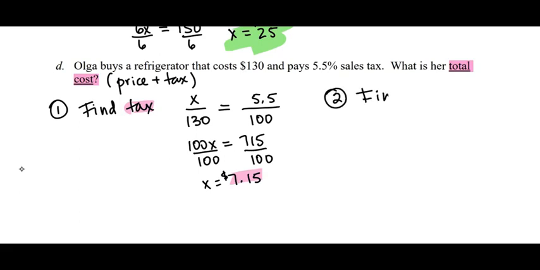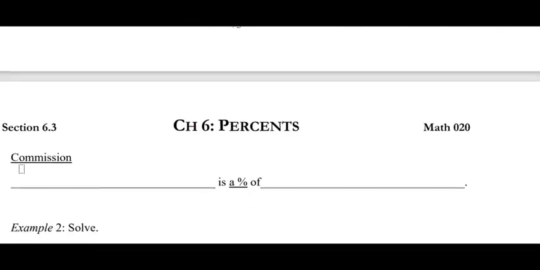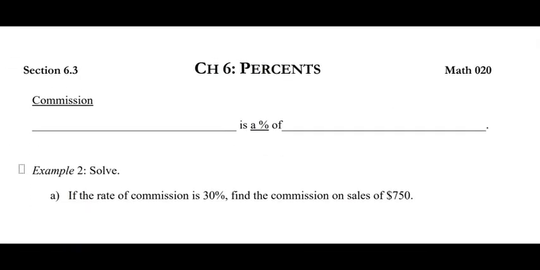Find total. That means price plus tax. All right, so we have $130 for price plus $7.15 for your tax. The total that they paid is $137.15. So just be careful when you read the problem, so you know what you are asked to find. Okay. So that's all for the sales tax.